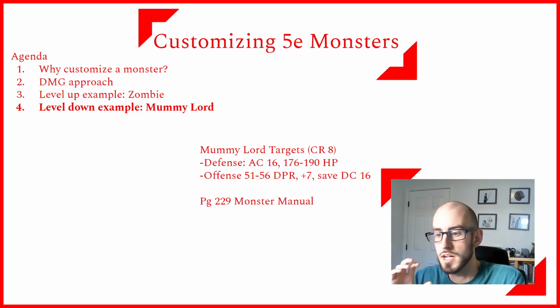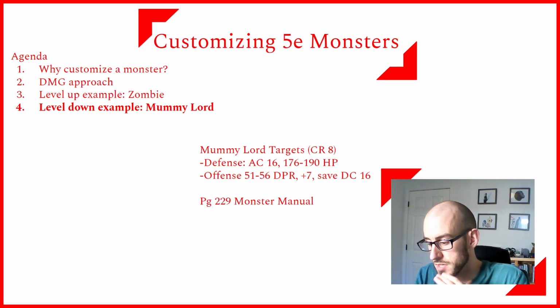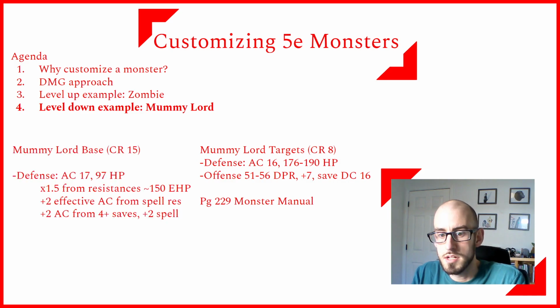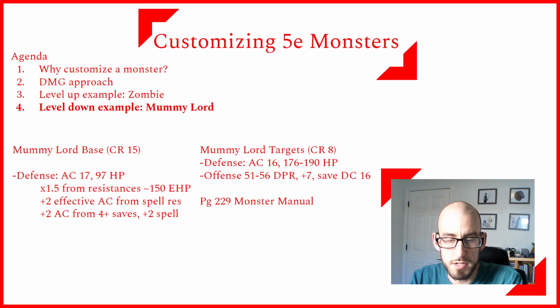Now, for reference, the Mummy Lord is on page 229 of the Monster Manual, and it's a pretty big stat block, so I'm not going to copy it into its entirety here. So let's take a quick look at what the Mummy Lord's stats are, just from the book at CR15. Their base stats, they have an armor class of 17 and only 97 hit points, but they have a lot of immunities, and at their CR, that's an x1.5 multiplier to their hit points, so they have about 150 hit points.